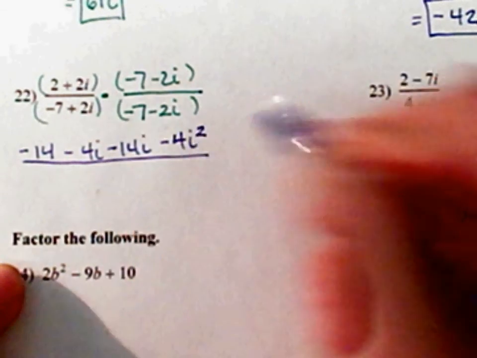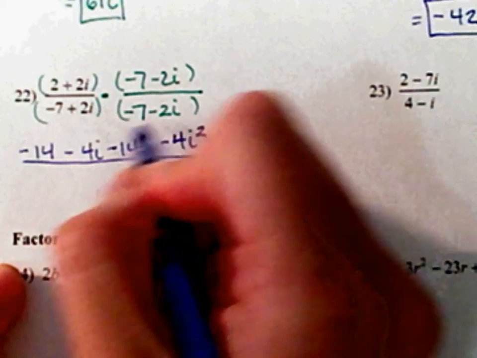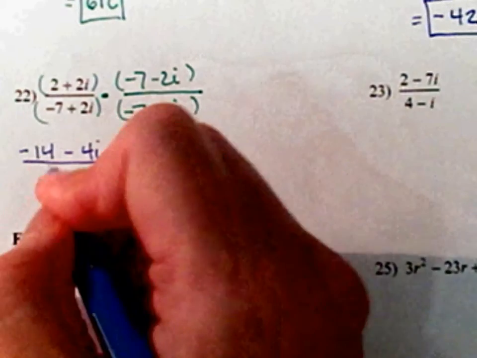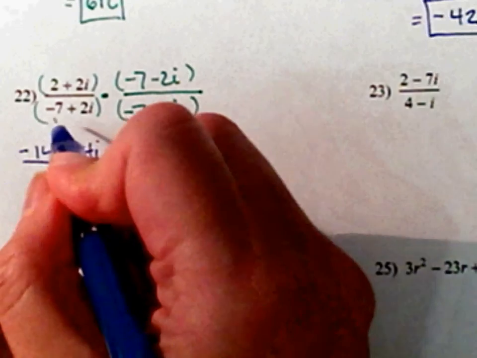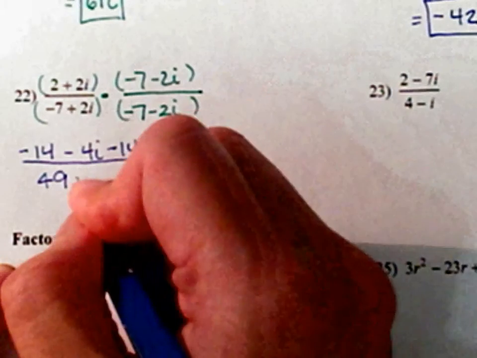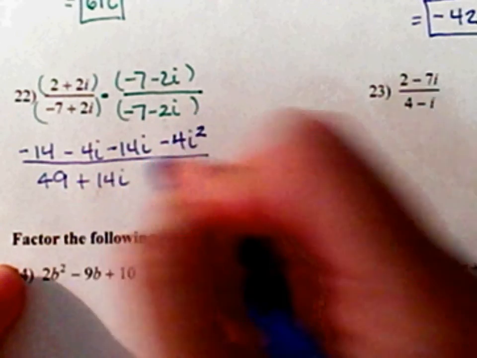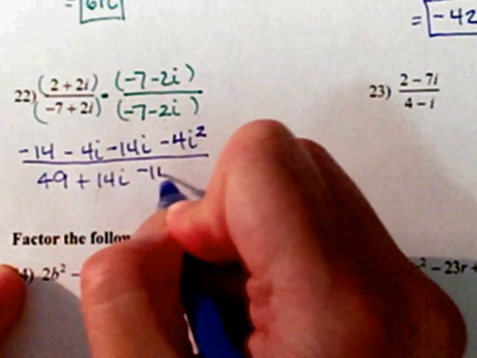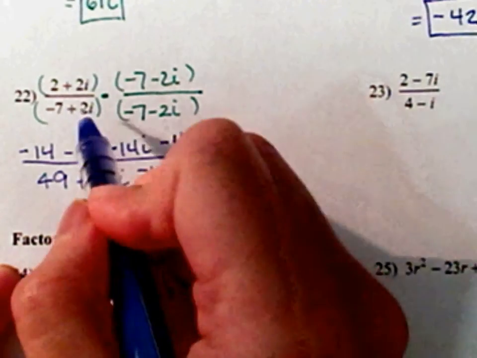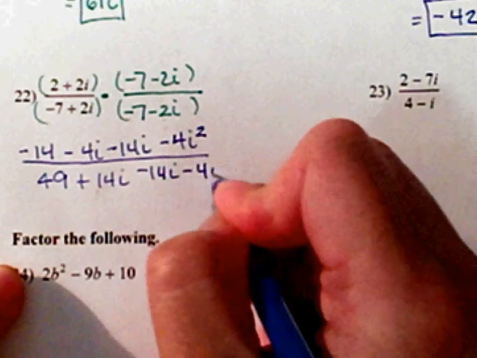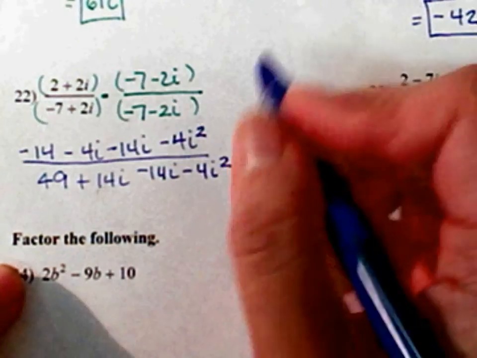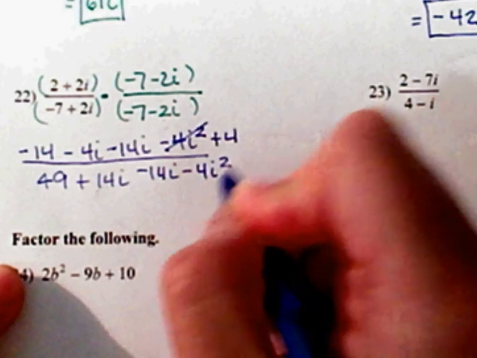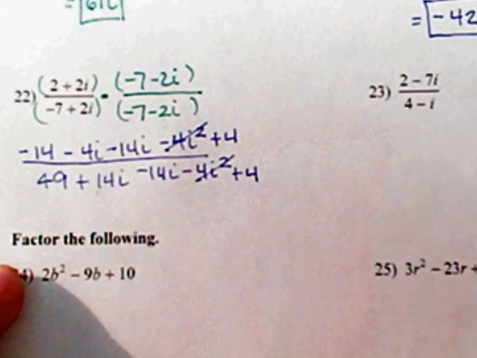Okay? Denominator. Negative 7 times negative 7 is positive 49. Negative 7 times negative 2i is plus 14i. 2i times all of this comes out to be negative 14i. 2i times negative 2i is negative 4i squared. As you can see, this becomes a positive 4, and this also becomes a positive 4.